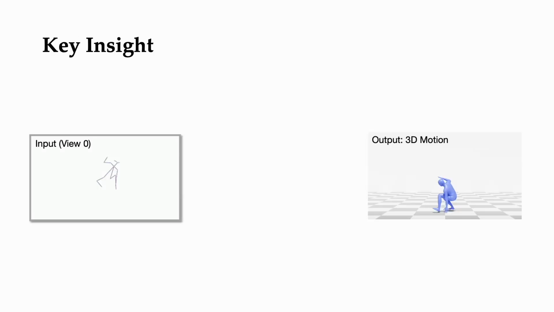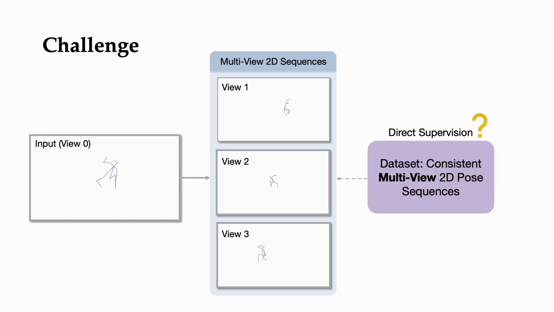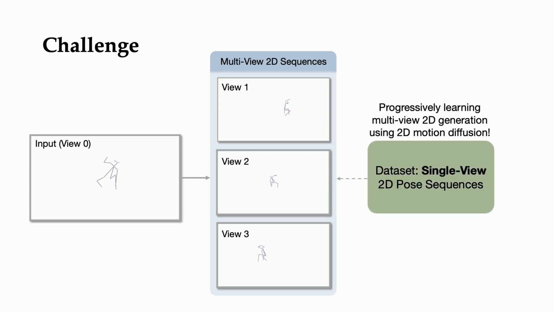Our key insight is to reformulate 3D motion estimation as generating consistent multi-view 2D pose sequences. Learning to predict multi-view 2D pose sequences with direct supervision would require a dataset containing consistent multi-views of the same motion, which has very constrained availability, similar to 3D motion data. To address this challenge, we propose a novel framework that uses 2D motion diffusion to progressively establish multi-view consistency. The key advantage is that it only requires readily available single-view 2D sequences extracted from videos.